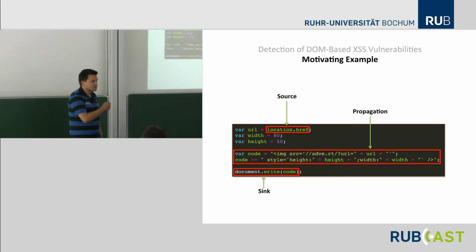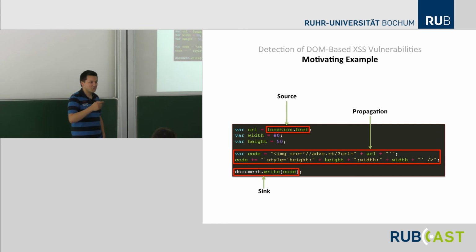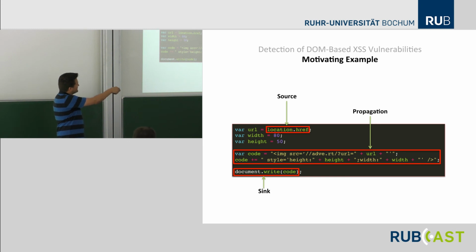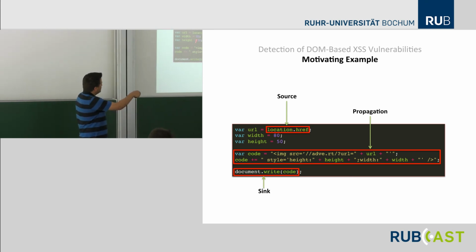So here's a cross-site scripting in there. I guess you all see it. We have a variable here called URL, and this variable is filled from user input from location.href, which is the URL. Then we have some other parameters, and in this line we have some code that is constructed. This is code from a real website, but it's a bit simplified.